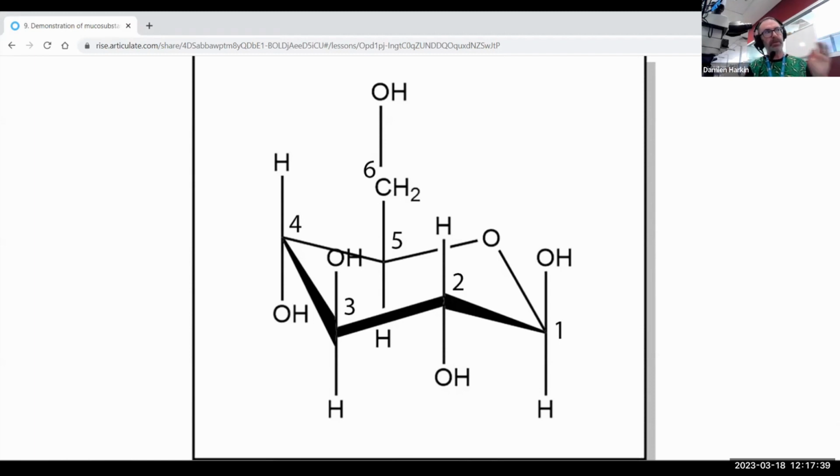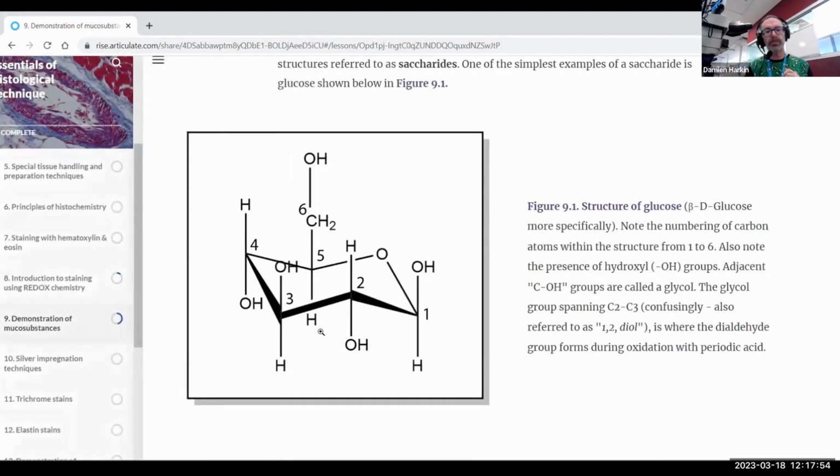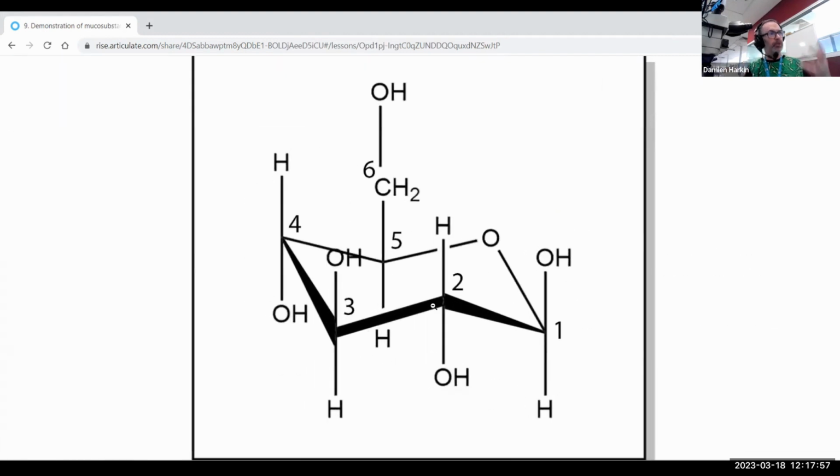So if you've seen the other video on PAS staining technique, you'll recall that through oxidation of these adjacent hydroxyl groups, this is where we get the formation of the dialdehyde group, and then subsequently the reaction with Schiff's reagent, and then subsequently with the rinsing in water, we generate colour. Okay, so that's fairly straightforward.